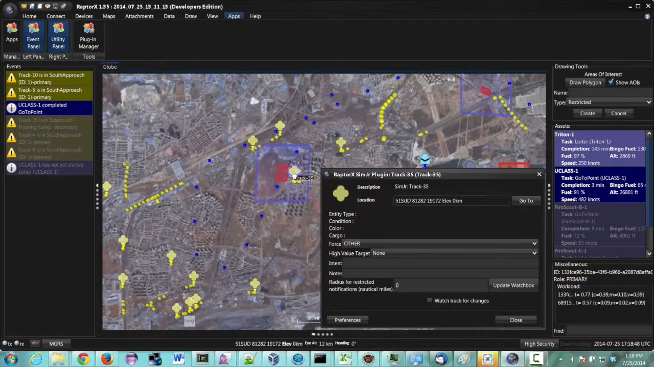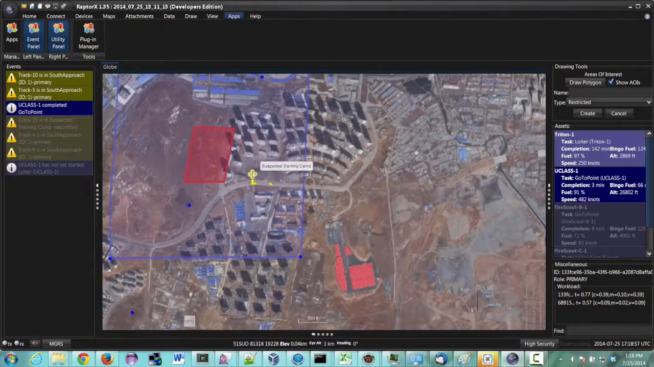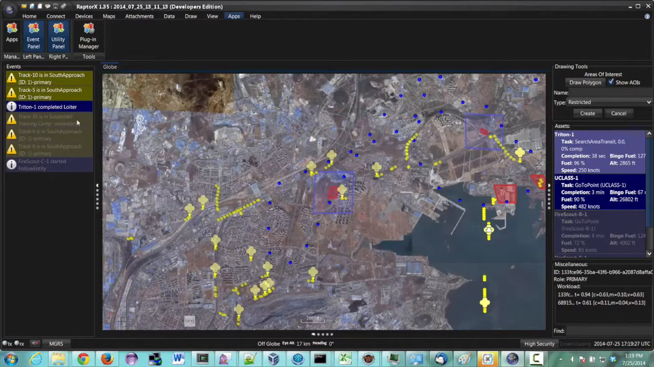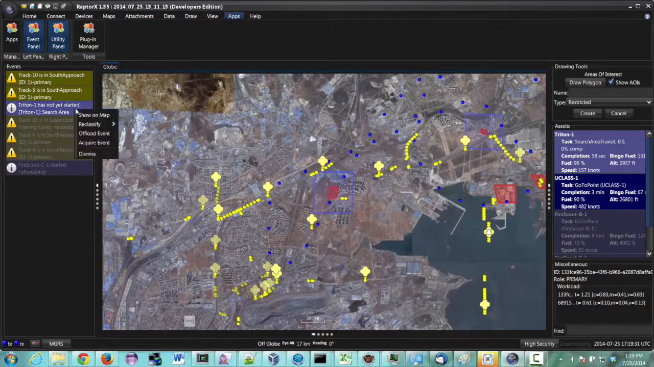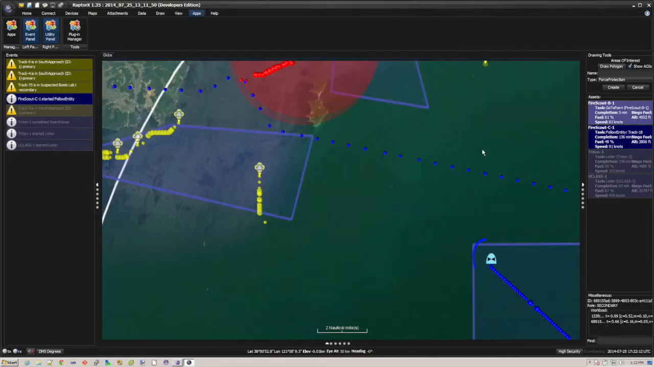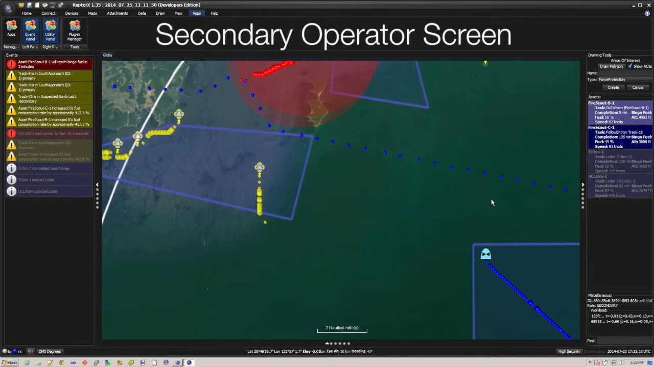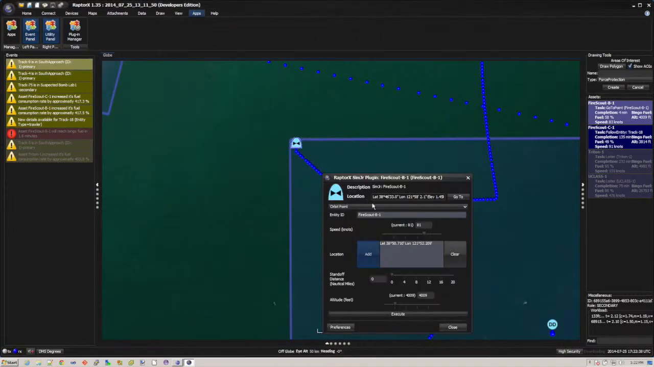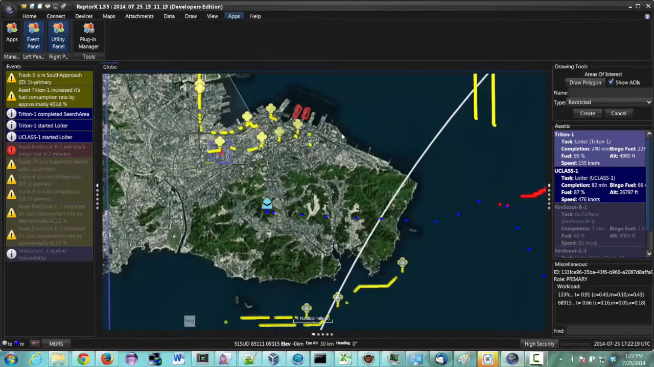Meanwhile, the primary operator is investigating tracks highlighted by Lucid as being possible high-value targets. As the UAVs execute their tasks, the operator is notified of tasks being started and completed. One of the assets runs low on fuel. Lucid notices that the primary operator is heavily loaded and hands this event to the secondary operator. The secondary operator commands the asset to return to base.